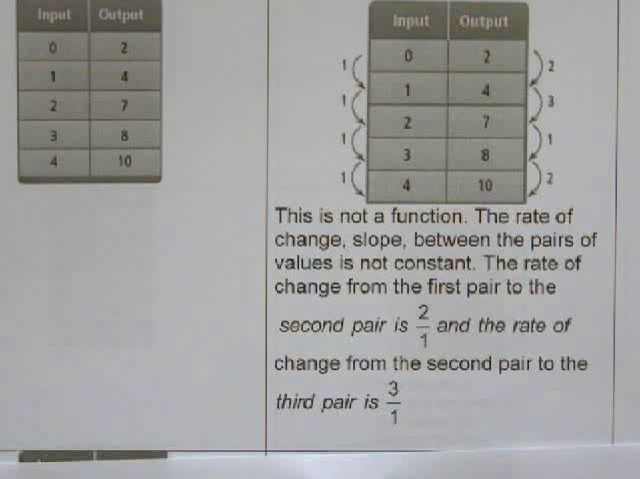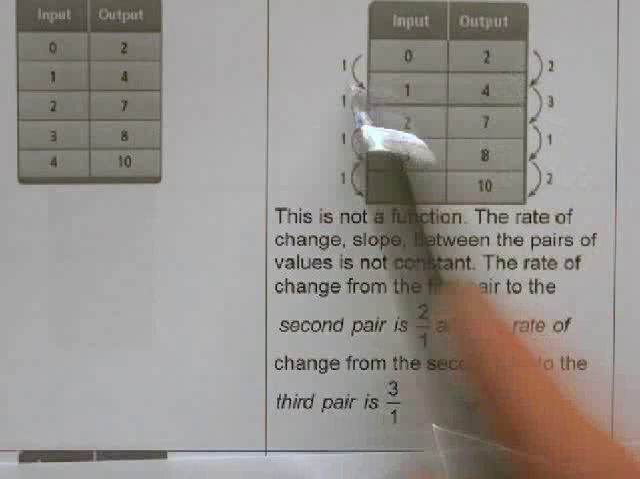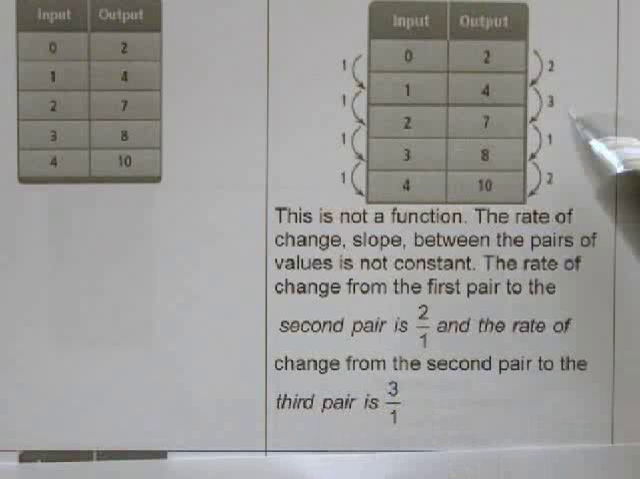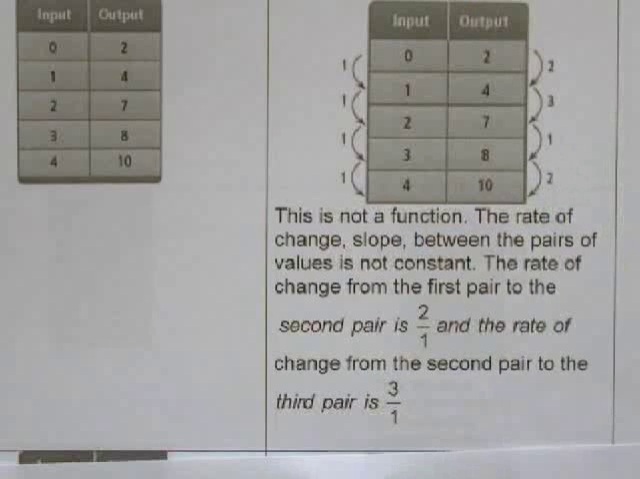All right, this is not a function. The rate of change, the slope between the pairs of values is not constant, right? The slope between here and here, that's 2 to 1, as you can see, and then it's 3 to 1, and 1 to 1, and 2 to 1. So as I wrote, the rate of change from the first pair to the second pair, and by pairs I mean ordered pairs, is different. It's not consistent. Okay, I'm going to slide this up so that we can look at another example. Actually, I'm going to pause this for a minute, and I'll show you another example.